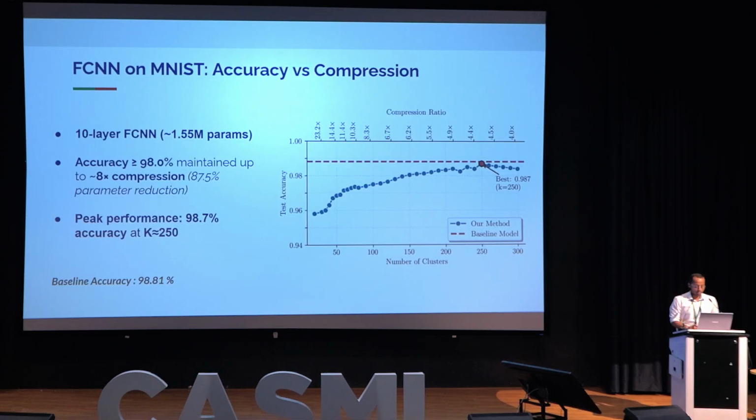So the plot on the right shows something very important. Each point corresponds to a different value of K, the number of clusters, and as K increases, we allow more representatives, so accuracy goes up, and as K decreases, compression increases. So what we see is a very smooth and predictable behavior. The main takeaway from the curve on the right is accuracy recovers quickly, compression is tunable, and the curve is stable, and this is exactly what we want from a practical compression method.